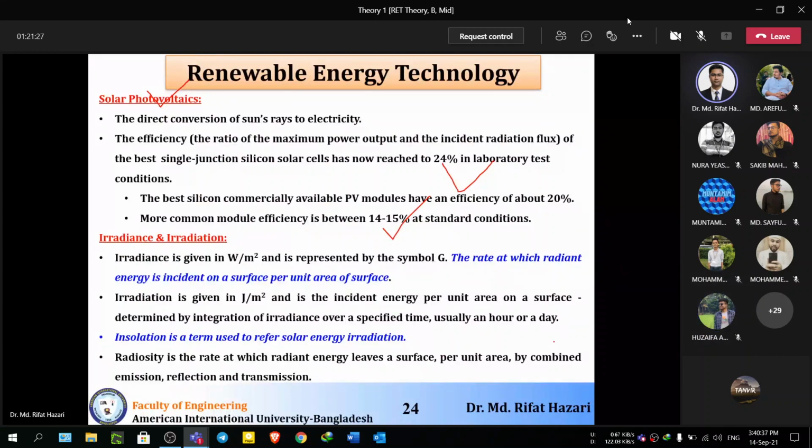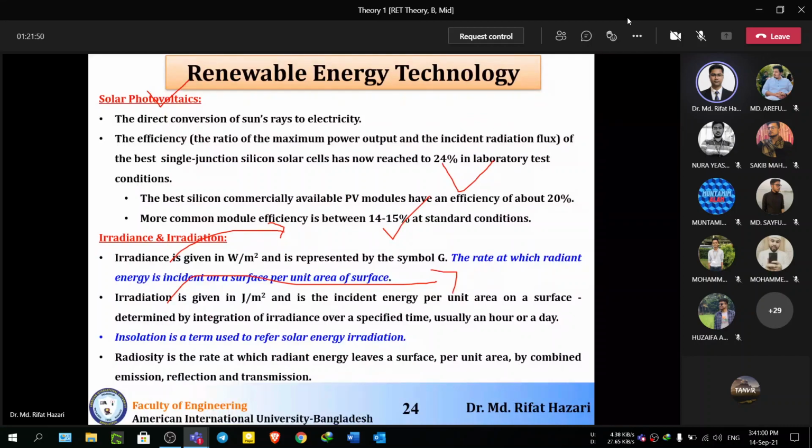And what about irradiation? Irradiation is measured in joule per meter square. So in every meter square, it is the energy that is incident. The watt per meter square irradiance is comparable with power, and irradiation is comparable with energy. So energy is a kind of irradiation, and power is a kind of irradiance.